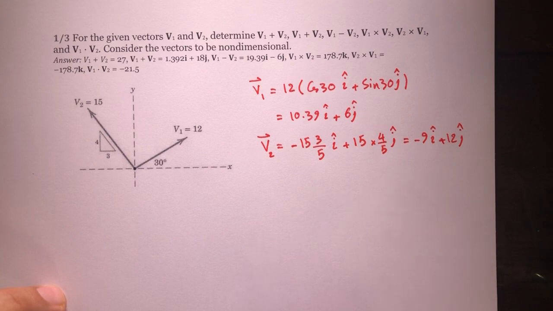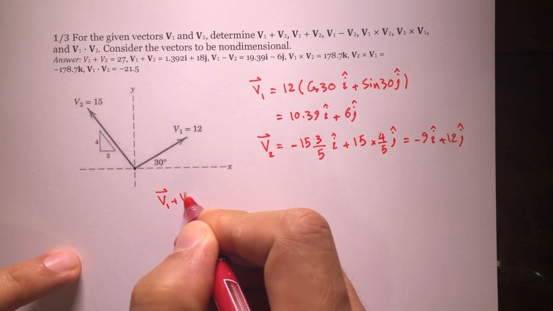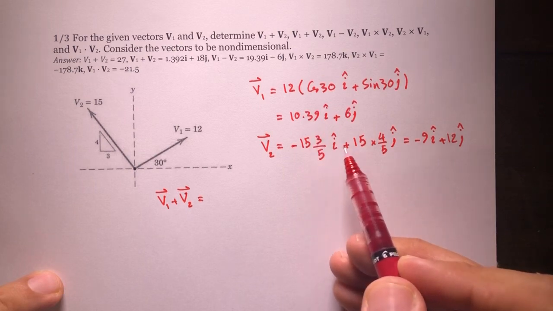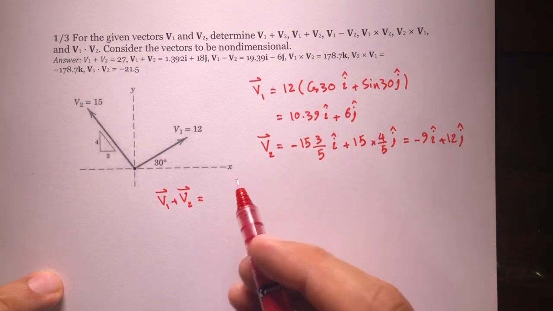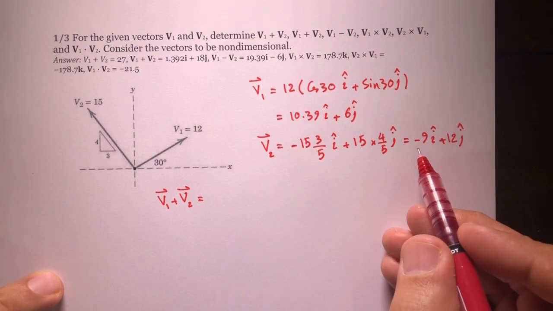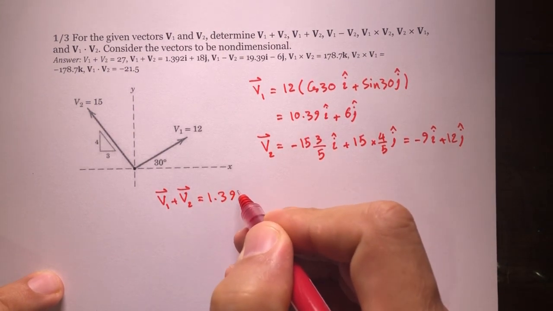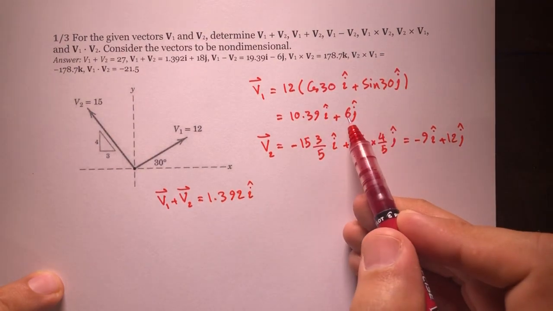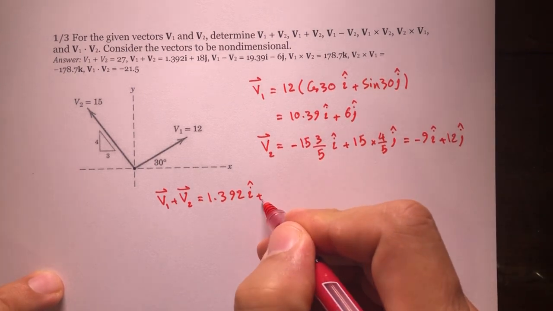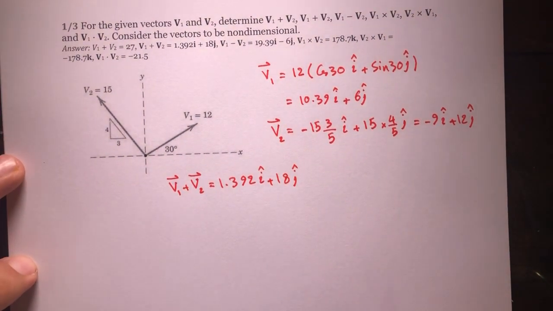Now, after writing them in vector forms, I can do all of those calculations. For example, v1 plus v2. If I want to add these two vectors together, I need to add the I components together and also the j components together. So the I component is going to be 10.39 minus 9, so it's going to be 1.392 in the I direction. And the j component is going to be 6 plus 12, so it's going to be 18 in the j direction. And in the same way, you can do subtraction and the rest of it.